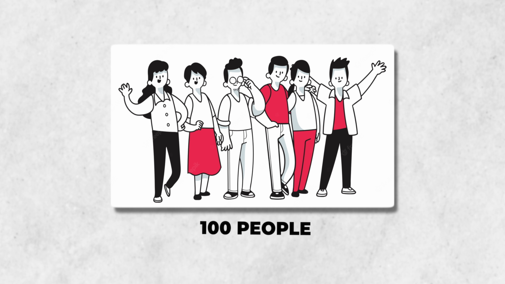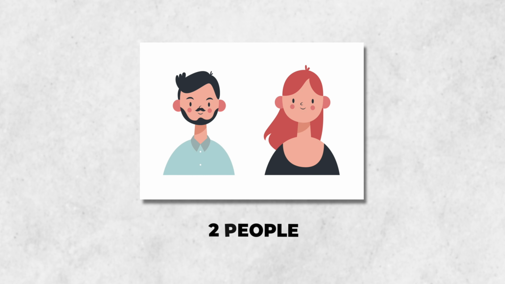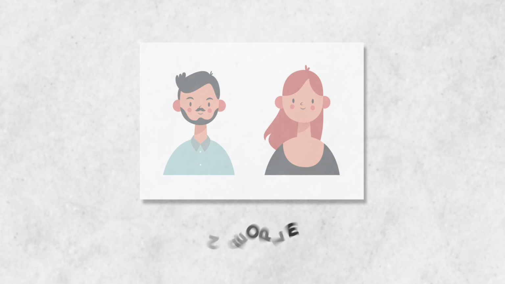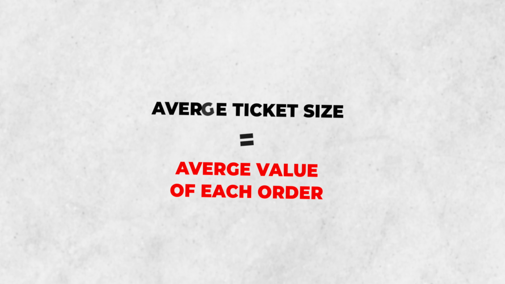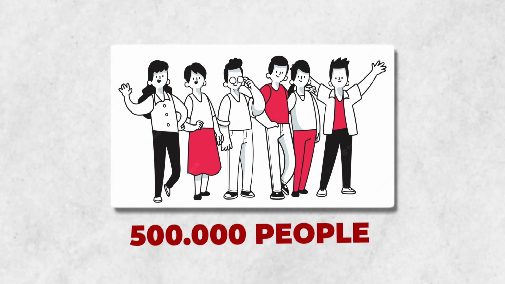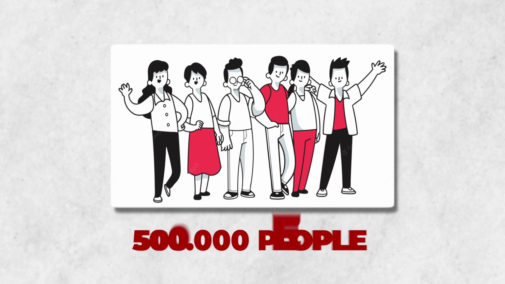And you're able to drive 100 people to your store. So for every 100 people that come to your store, 2 people will buy a product from you. And let's say your average ticket size, which is the average value of each order that a customer places on your store, is around $100. So with an average ticket size of $100 and a conversion rate of 2%, you can see that to make $1 million, you need 500,000 people to come to your store. Because when 500,000 people come to your store and 2% of them make a purchase with an average ticket size of $100, you'll be at $1 million in revenue.